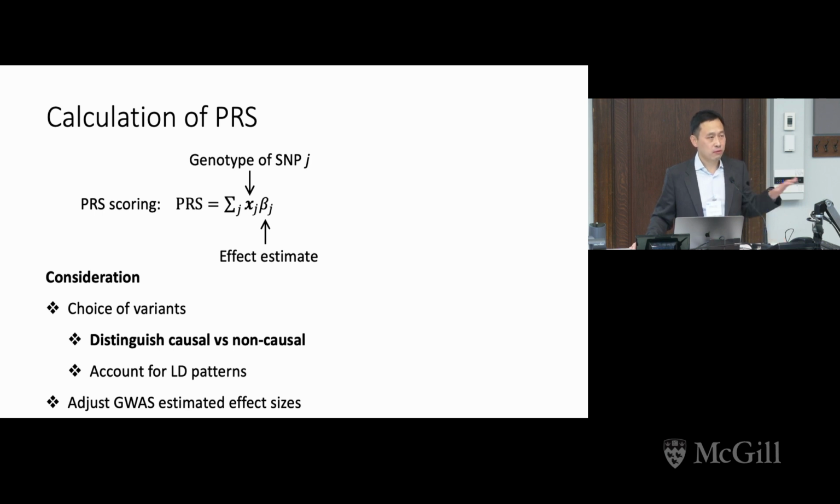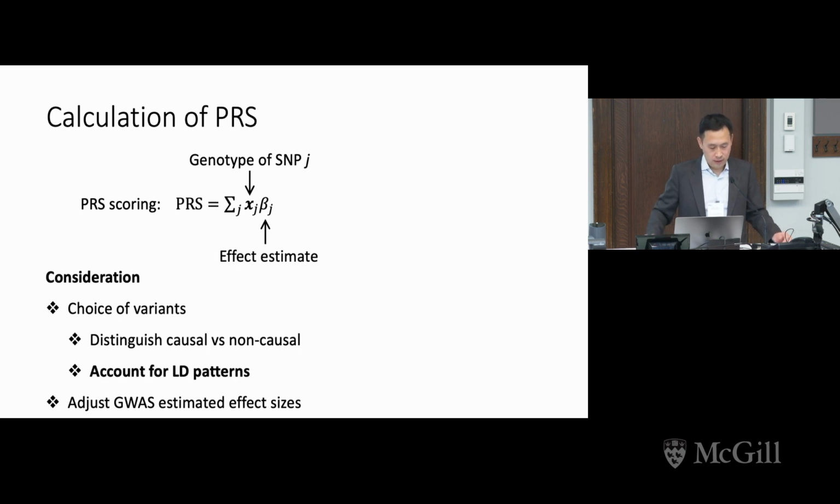That means out of the 300 loci in the latest PGC schizophrenia paper, you probably will only be able to do good fine mapping in 20, 30 of them at most. For 90% of them, you don't have the power to do fine mapping to tell you which one is causal versus non-causal. So this is a challenge for the PRS approach.